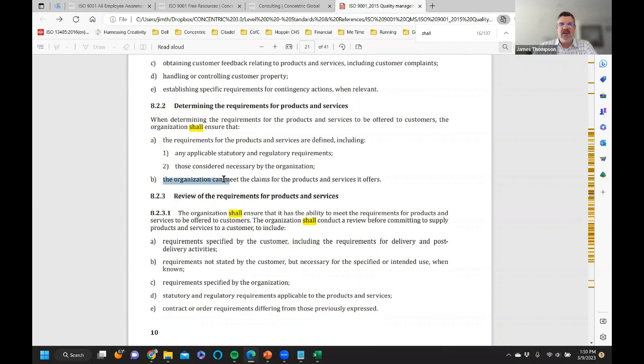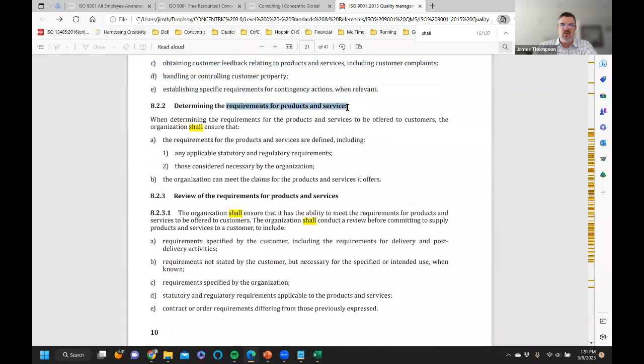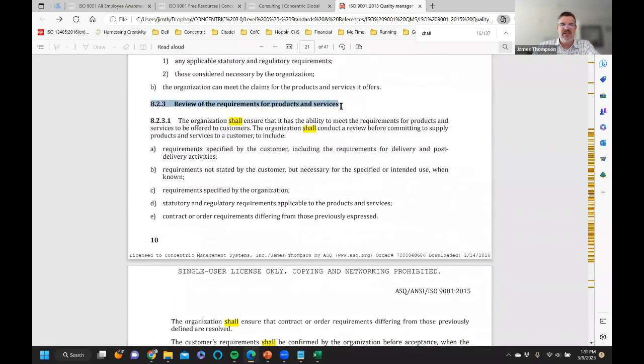In the organization, you need to make sure that you can actually meet the claims. So this is a new strand of nomenclature here. Meet the claims for the product and the services that are being offered. Okay, so general customer communication, specific to requirements of the products or services you're selling to the customer. And then this one, 8.2.3, is how you go about reviewing the products and the services. So 8.2.3.1, the organization shall ensure that it has the ability to meet the requirements for products and services that it offers to the customer.